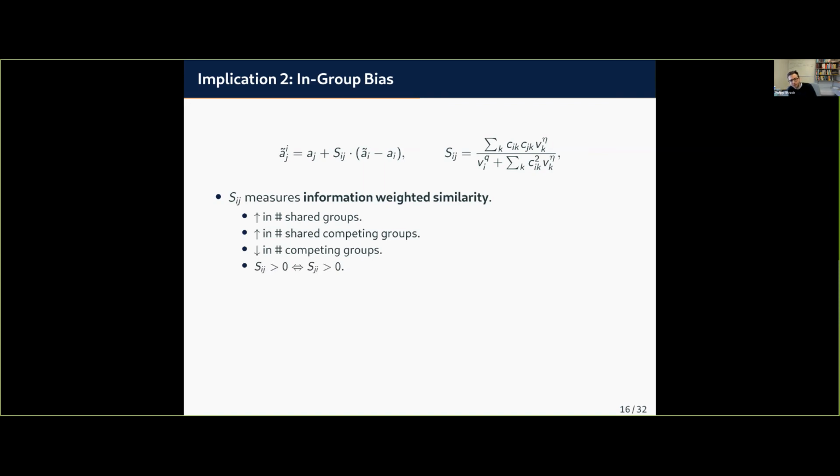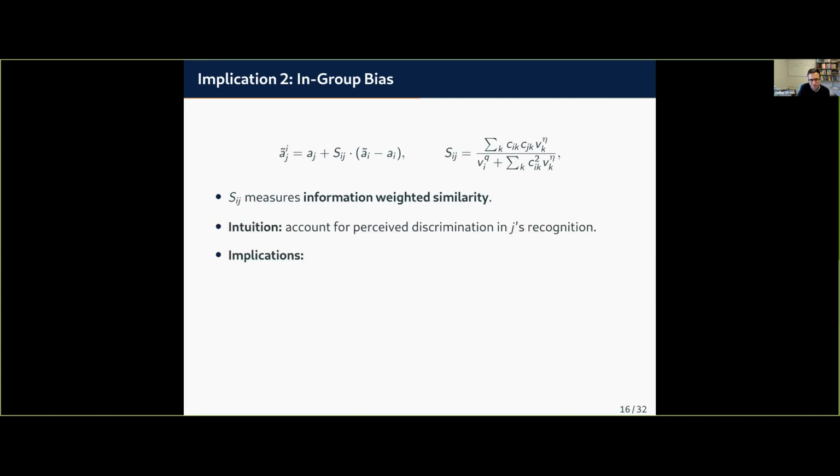And an interesting feature of this is that if I overestimate person J, then the model predicts that also person J overestimates me. And so these are, I think, quite sharp predictions about what types of beliefs people will hold and in which way they will be biased about each other.